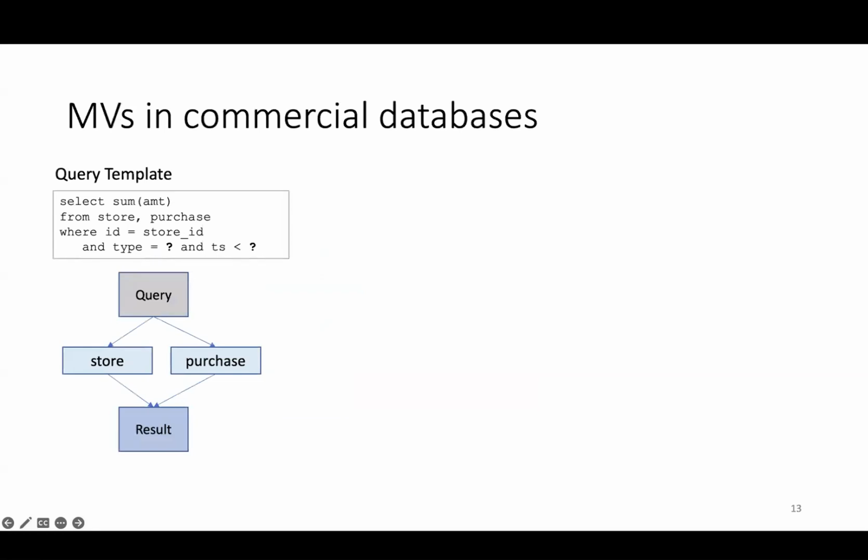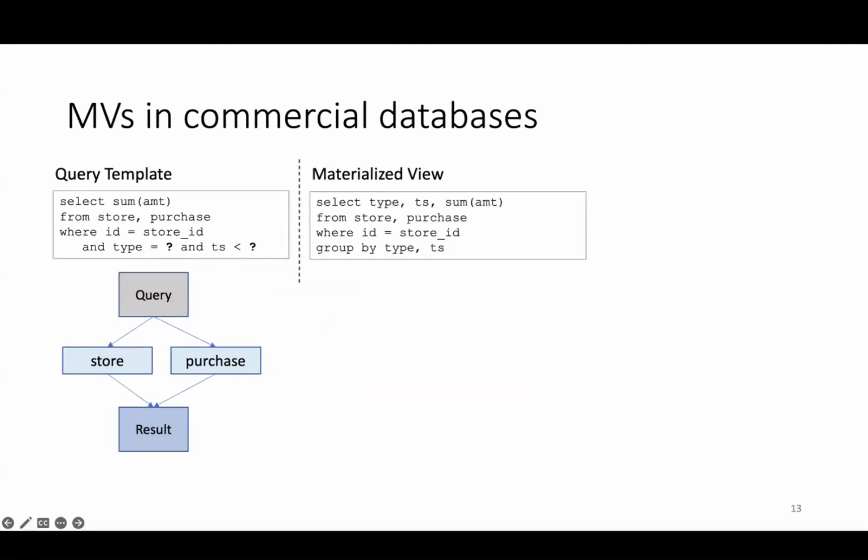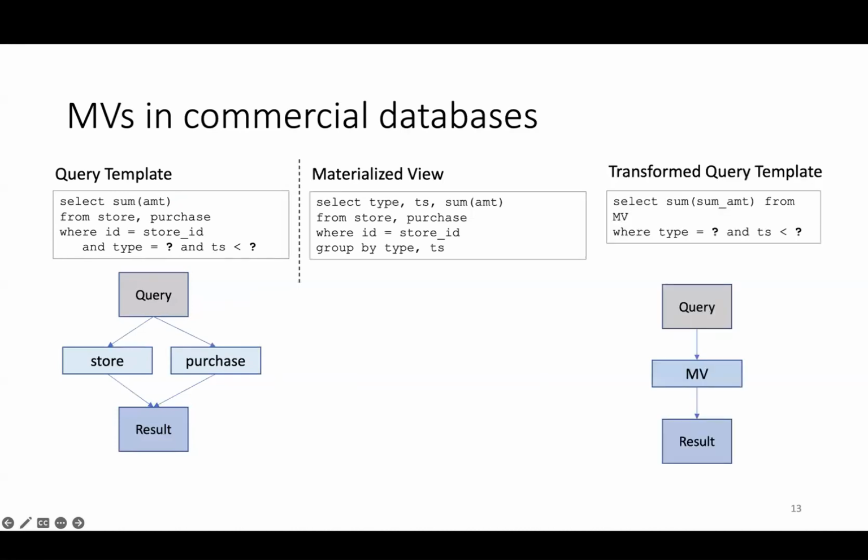Now, in commercial databases, it's common to create materialized views for query templates by moving the columns involved in the parameterized filter, which in this case are type and timestamp, into a group by like this. So using this materialized view, we can transform the original template into a new template that returns the same result, but reads from the materialized view instead of the base tables, which can result in better performance.